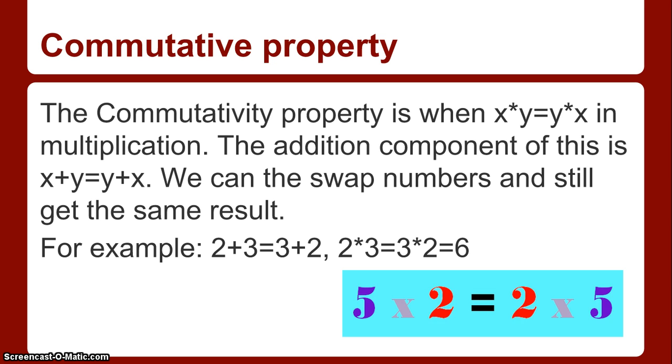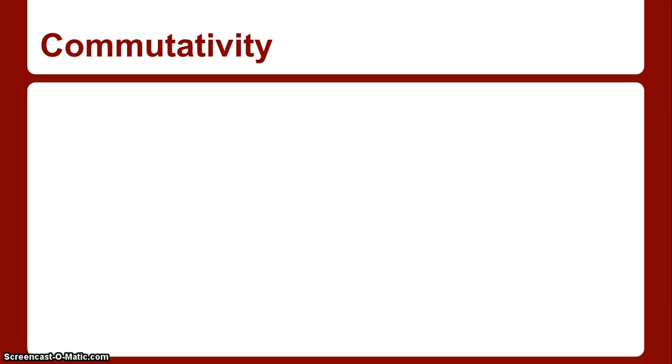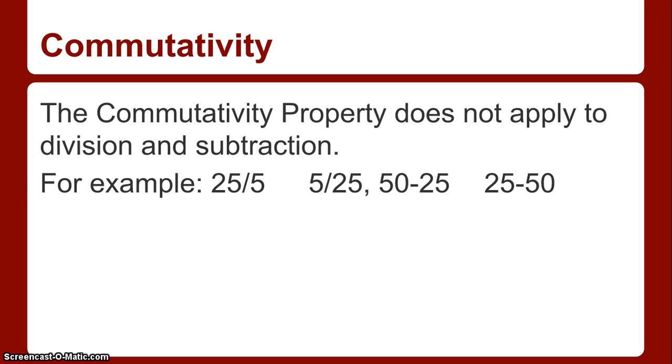By the way, I had my Algebra 2 honors students put together some of these slides in class, so they put some visuals in there. Commutativity does not apply to division and subtraction, so you cannot swap numbers when you're dividing or when you're subtracting. 5 minus 3 is not the same as 3 minus 5.